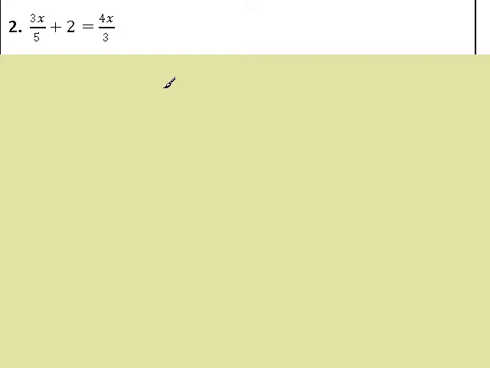In number 2, we want to simplify by removing these denominators 5 and 3. So we're going to multiply both sides by the common denominator of 15, because that's the smallest number that 5 divides into and 3 divides into. So let me just copy this over here. All right, so we'll multiply this side by 15. All right, 15 over 1. And here as well, 15 over 1.